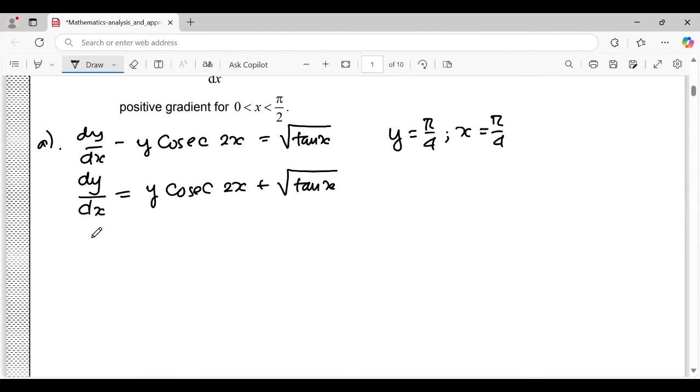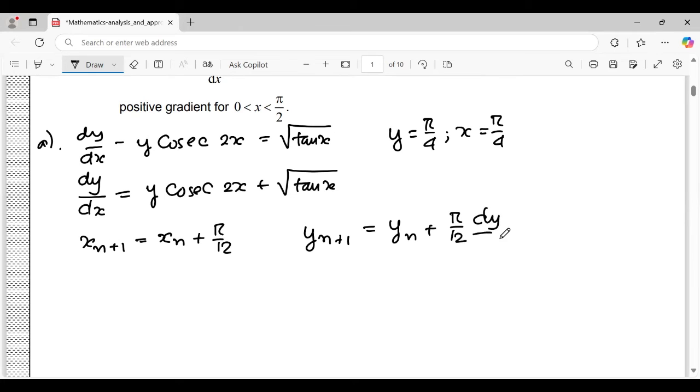According to Euler's method, x(n+1) equals xn plus pi over 12, and y(n+1) equals yn plus pi over 12 times dy/dx. If n equals 0, then x1 is pi over 4.